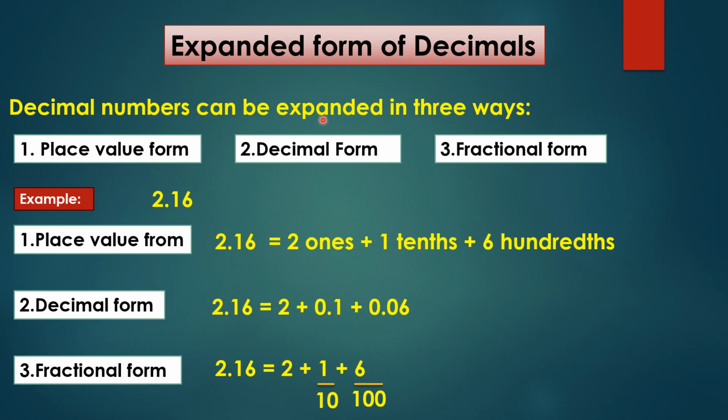Now let's learn the expanded form of decimals. Decimal numbers can be expanded in three ways: place value form, decimal form, and fractional form. Let's understand with an example. Here is a decimal number 2.16. In place value form, 2.16 is written as 2 ones plus 1 tenth plus 6 hundredths. In decimal form, 2.16 is written as 2 plus 0.1 plus 0.06. In fractional form, 2.16 is written as 2 plus 1 over 10 plus 6 over 100.